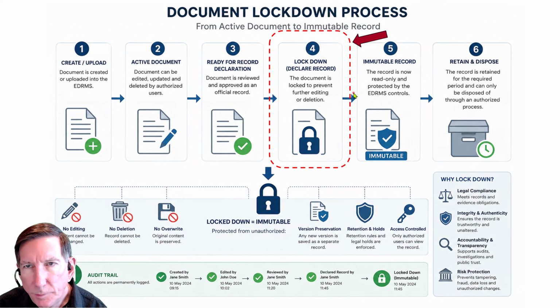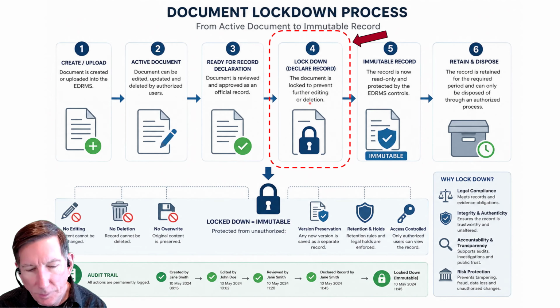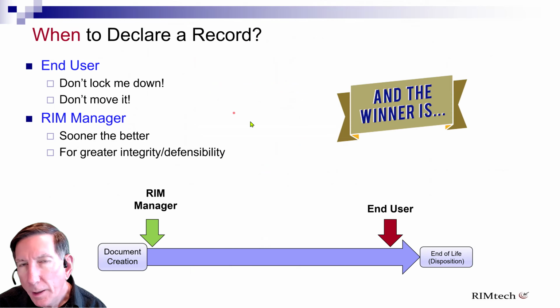So the process is pretty straightforward. You upload your document into SharePoint, and when you are ready to apply a record label to it, at that moment it becomes locked down if you're deploying Purview correctly, which I assume you will. And that means that you're going to apply a record label, which locks it down or makes it immutable, okay? And once it's immutable, again, it's now protected from nefarious or accidental deletion or editing. Now, the big question is, when do we do this?